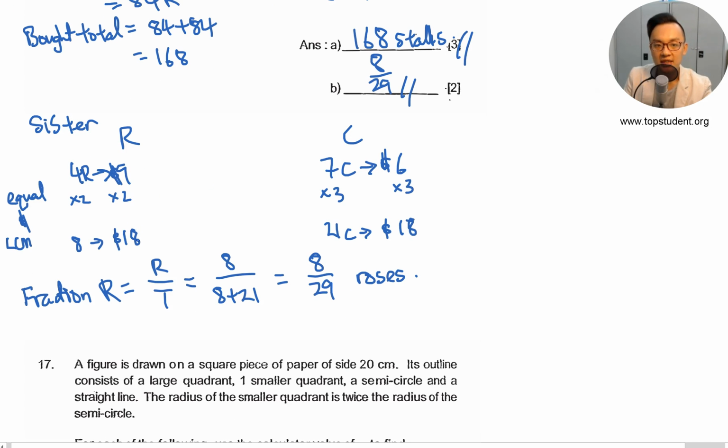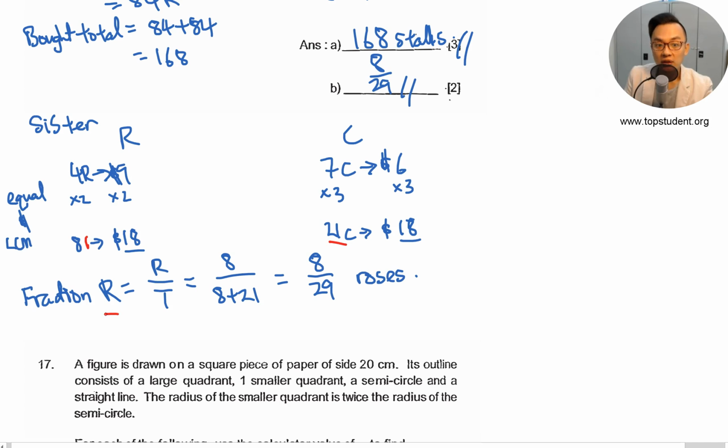So 9 times 2 is 18. And 6 times 3 is 18. So 18 and 18 is the same amount of money. So for 18, I know I can buy 4 times 2 is 8 stalks of roses. And for 18, I can divide it by 6, times 3, I can get 21 stalks of carnations.